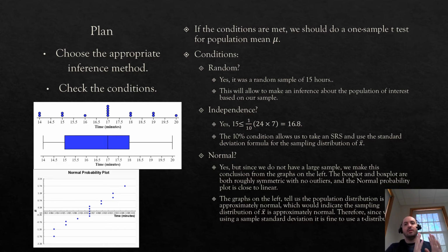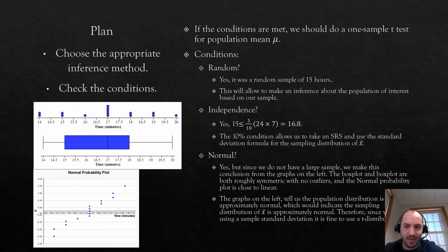Because of that, all these graphs indicate that we don't really have a strong skew. They're roughly symmetric with no outliers. Then we conclude the population distribution is roughly normal, so our sampling distribution is going to be roughly normal. If you have a large sample, go central limit theorem. Don't make these graphs then, but we didn't have large data here, so we had to look at graphs. So we have normality, so our conditions are met.